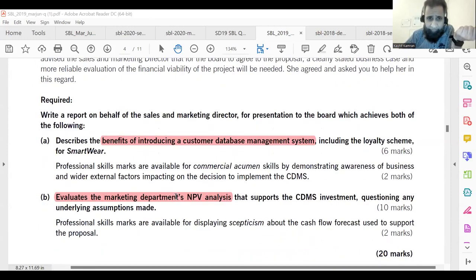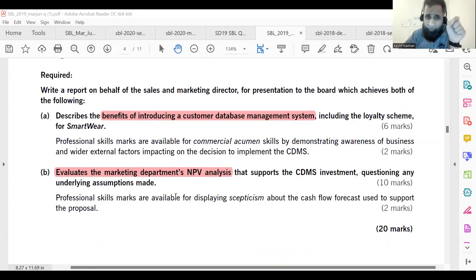Okay, last thing. Look at this. Describe the benefit of introducing a customer database management system. Now that's a topic. Customer database management system, and from the BPP book, Kaplan book, or from the articles or from the lectures, you know the terminology customer database. Now, the question is asking you what are the benefits. Now, this is a question for which I always tell my students that you should know the benefits in the SBL paper from your learning, from your knowledge. And then you relate those benefits of the customer database management system to the organization Smartware. Now, this is extremely important.